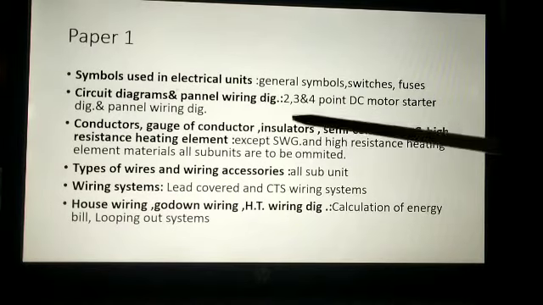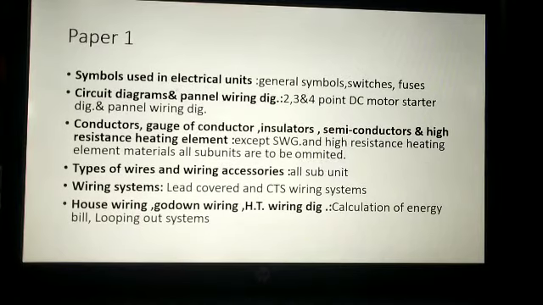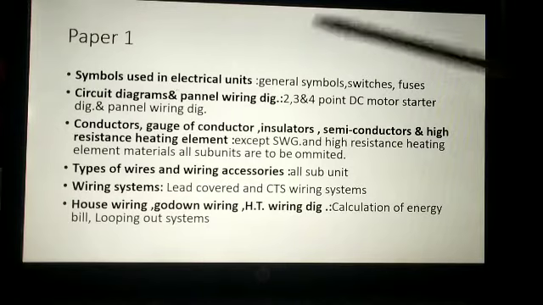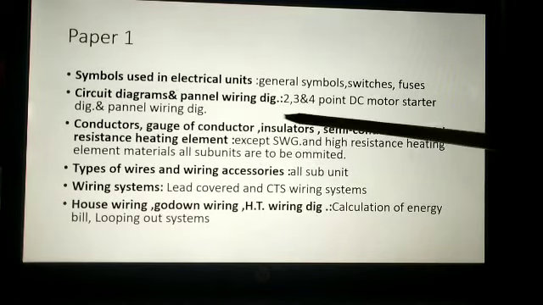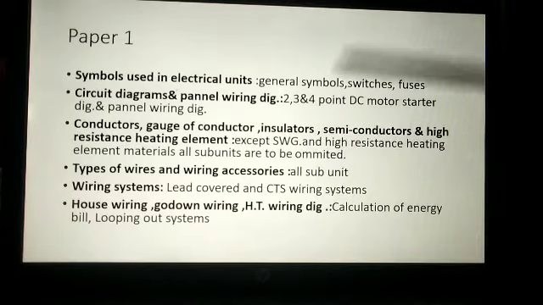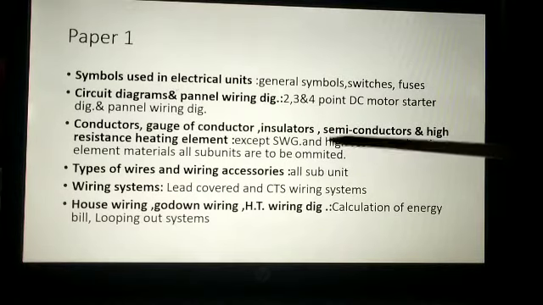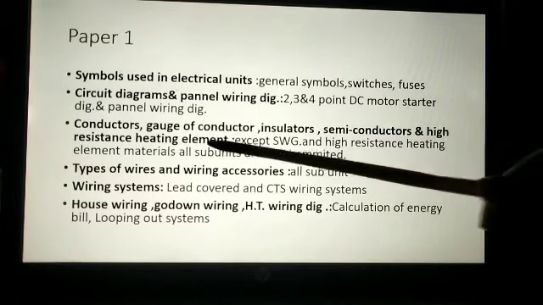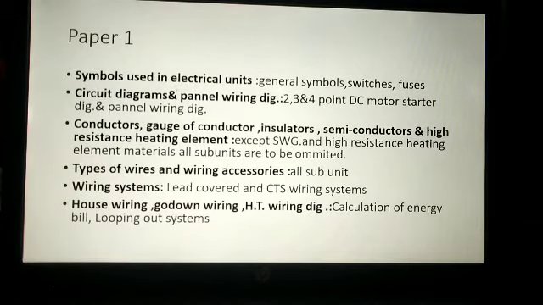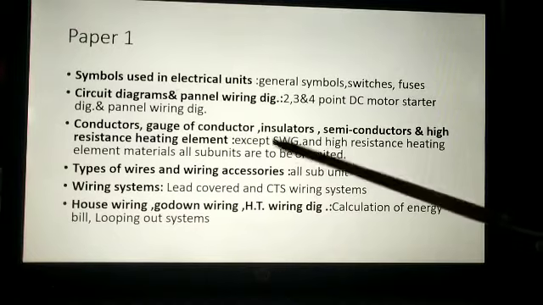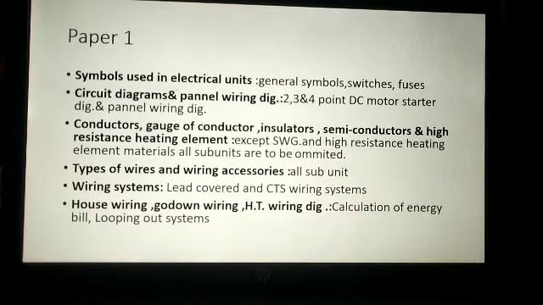From the third chapter, that is fuses, nothing is changed. The fuses chapter is important, so there is no reduction from that chapter. Fourth chapter, conductor, gauge of conductor, insulator: except SWG and high resistance heating element material, all subunits are omitted. That means only 2 units are there from this chapter, that is SWG.